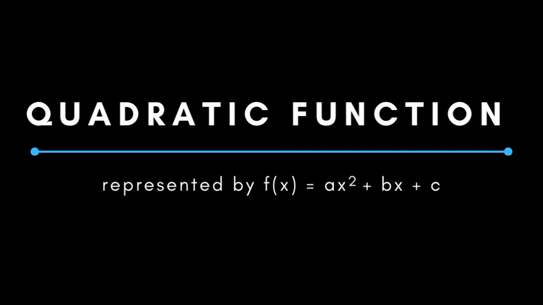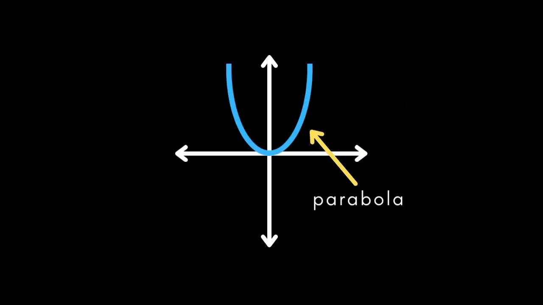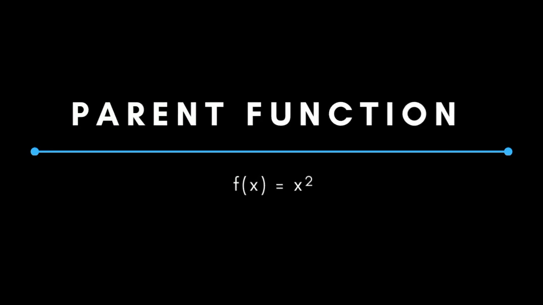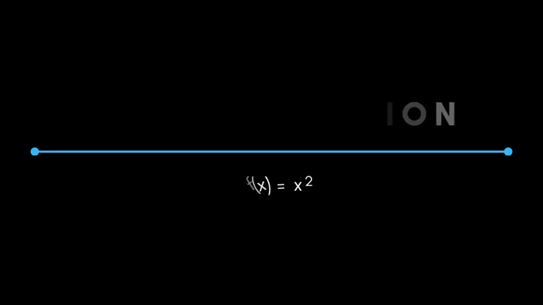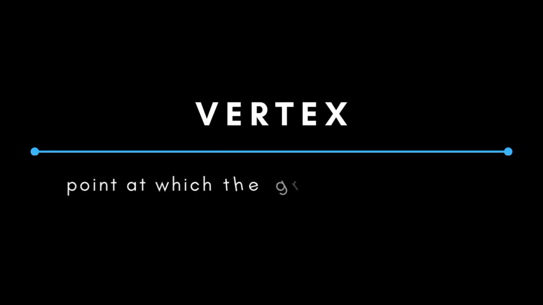It is also important to note that the graph of a quadratic function has a particular shape called a parabola. The most basic quadratic function, or parent function, is f(x) = x², which graphs a parabola with a vertex at the origin. A vertex is the point through which the parabola turns direction. In quadratics, it also equates to the minimum or maximum point of the graph.